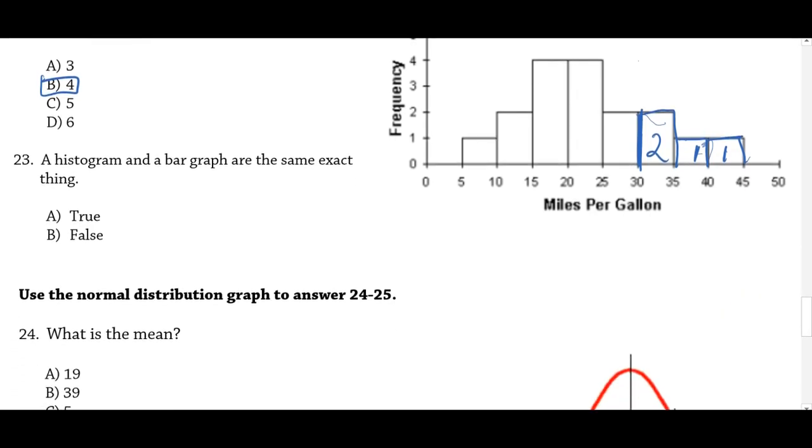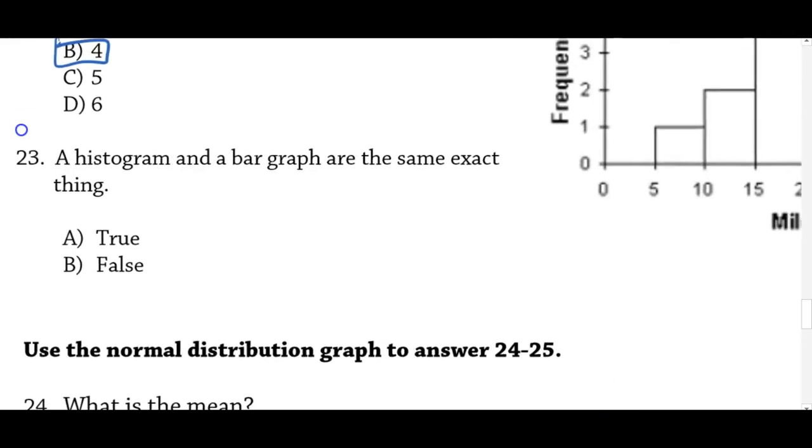Question number 23 might be a little tricky here. So again, we kind of talked early on in the unit about the difference between quantitative and qualitative data. A histogram is used with quantitative data. A bar graph is used with categorical or qualitative data. So this is just kind of a vocab type thing. This one's false, because they're each used for different types of data.